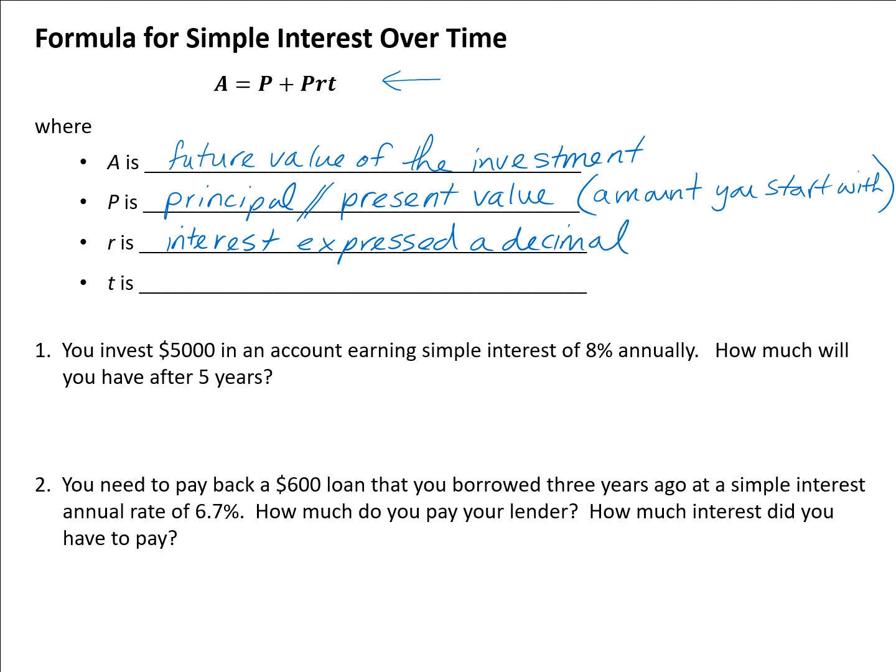And finally, T is times. T stands for time, but in particular, it's the time in years. It must be in years for this formula to work properly.